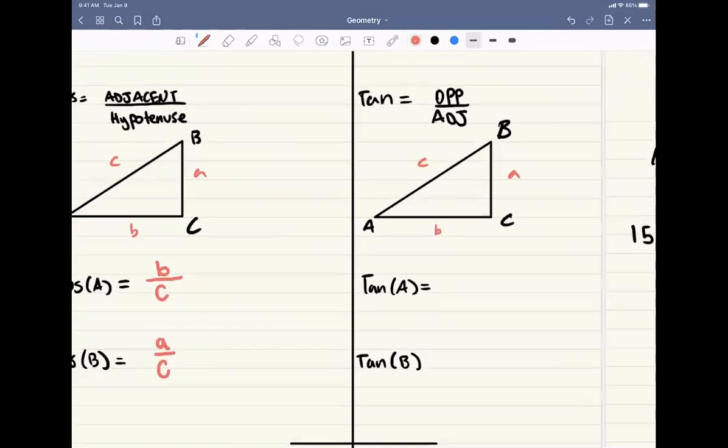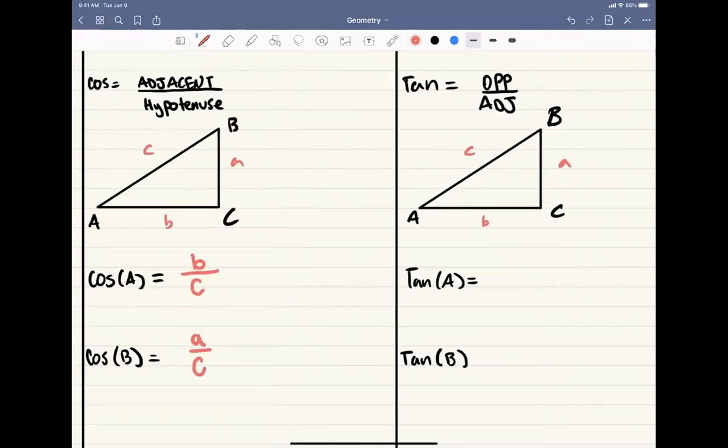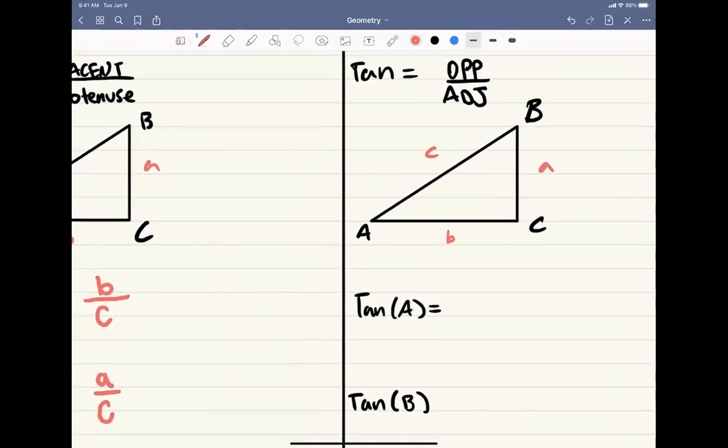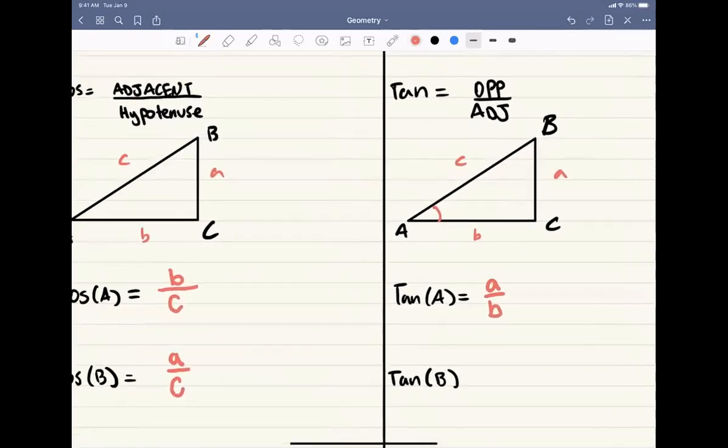Last but not least, we have tangent, right? Tangent is the ratio between the opposite side and the adjacent. You're gonna notice that the tangent is going to be the opposite, which is A, over the adjacent, which is B. Right? And that comes from when we're talking about angle A. Tangent's opposite over adjacent. So A over B.